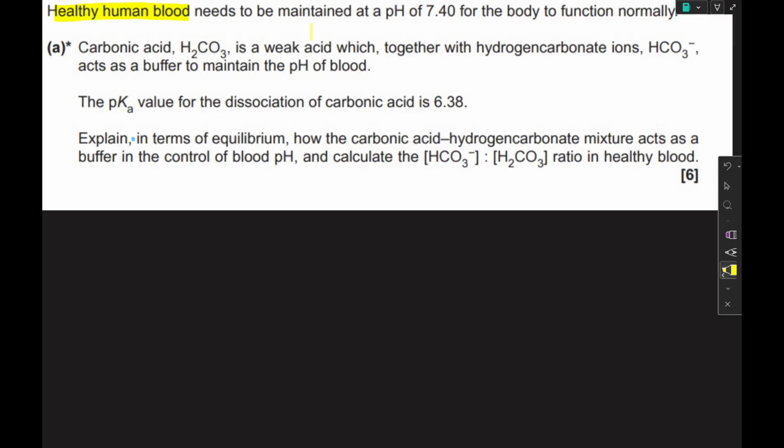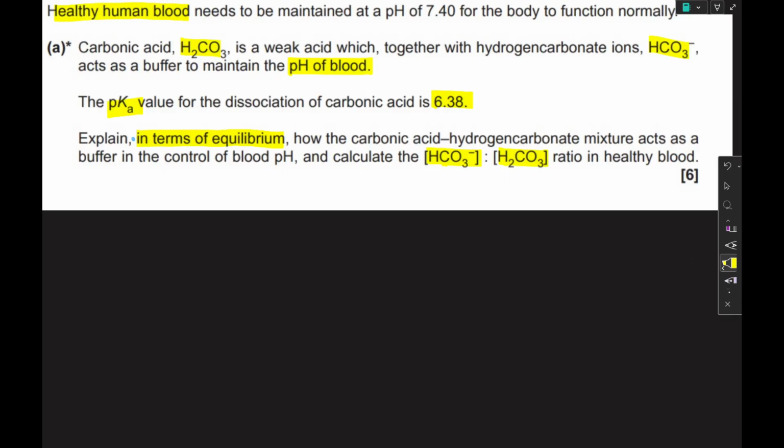Healthy human blood cells need to maintain a pH of 7.40 for the body to function. Carbonic acid H2CO3 is a weak acid and produces HCO3 minus ions, which act as a buffer to maintain the pH. The pKa value has been given, which is 6.38, and they said this is important. Explain in terms of equilibrium how the carbonic acid and hydrogen carbonate mixture act as a buffer. And then they ask you to calculate the ratio of them.